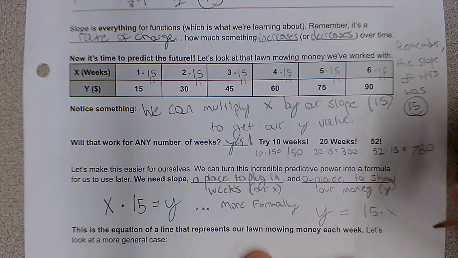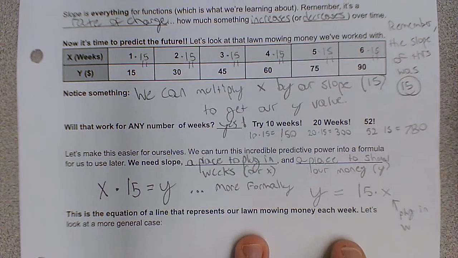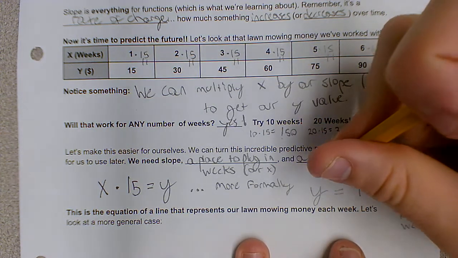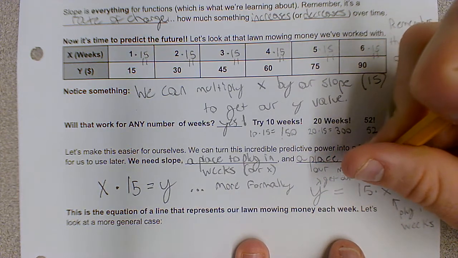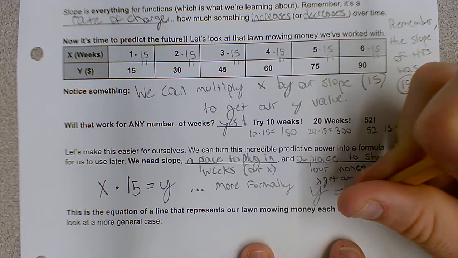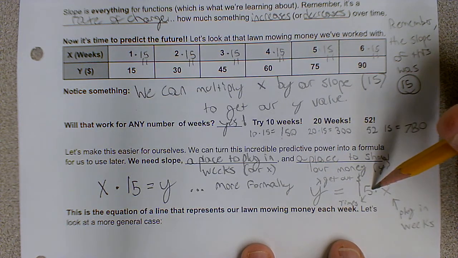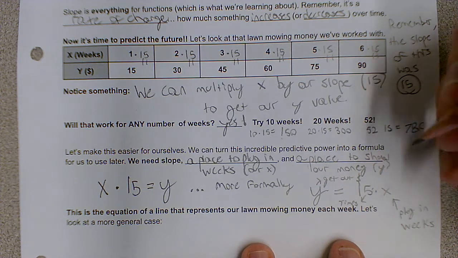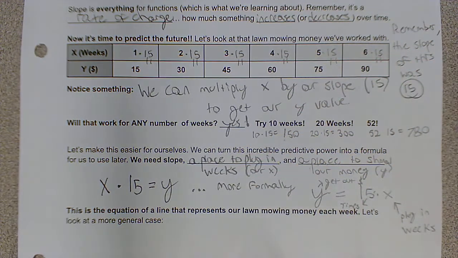X is our input. We plug in our weeks, and we get out money after multiplying by the slope. So we plug in our weeks, we times the slope, we get out our money. This is a powerful formula. So we can write, this is the equation of a line that represents our lawn mowing money each week.